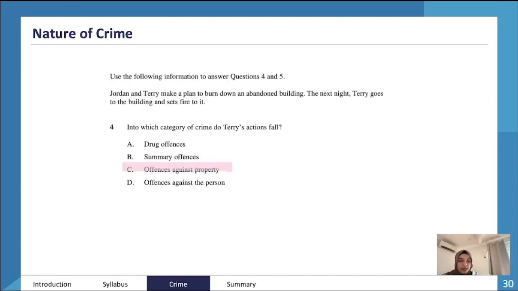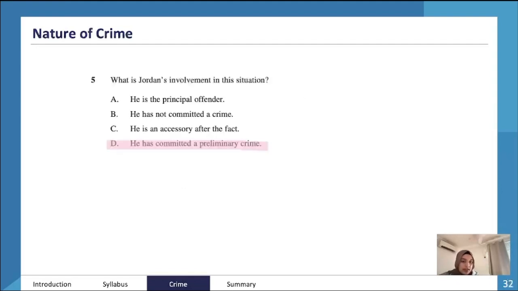Why? Because he helped Terry make the plan. Terry then committed the crime. So he has committed a crime. It's not the actual crime, so he's not the principal offender. That would be Terry. He has committed a crime, so it can't be B. He's not an accessory after the fact because he wasn't there after the crime was committed. He was there before the crime was committed. Another option could have been accessory before the fact, which would have been correct. But instead of that, we've got preliminary crime, which is also fine.